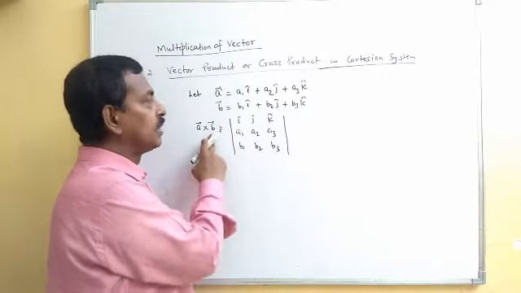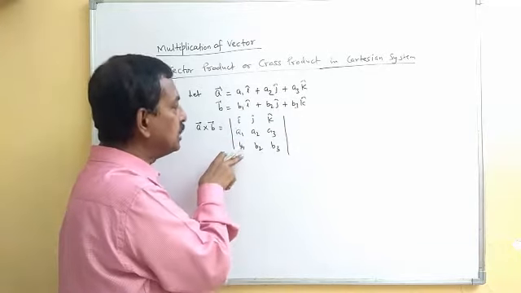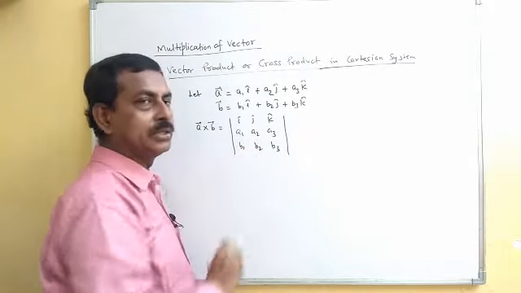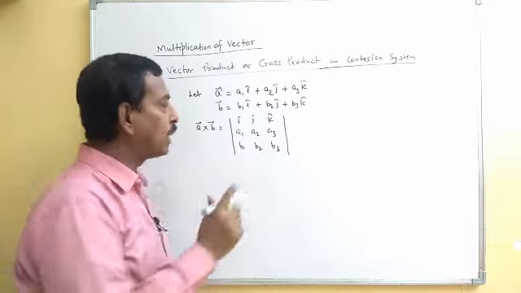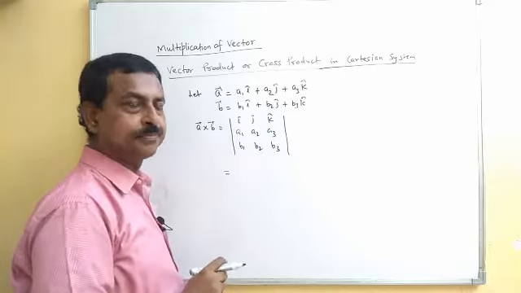Had it been B cross A, then first will be definitely I, J, K. Second will be your B1, B2, B3. And then it will be A1, A2, A3. Now, what do we do next? We start with I, J and K.